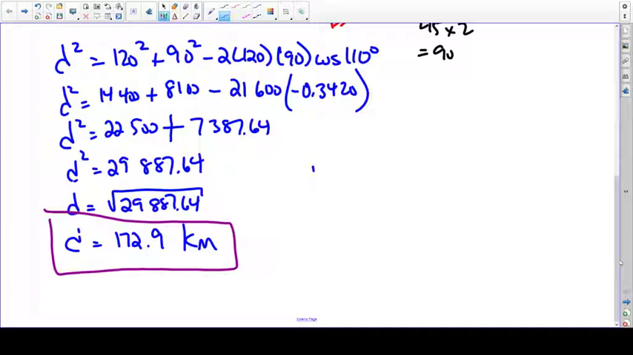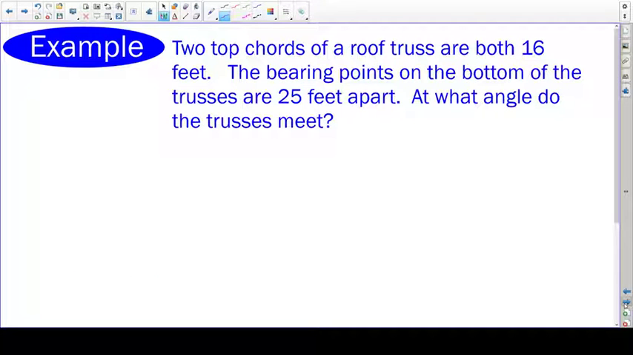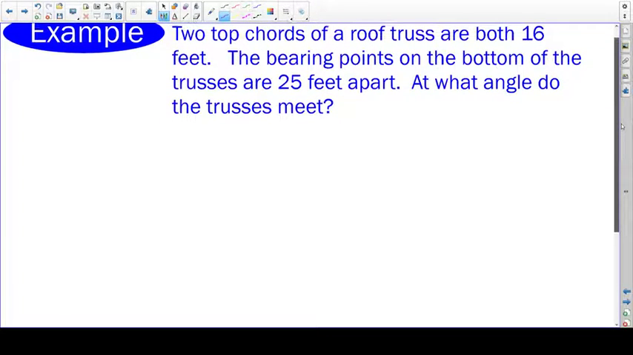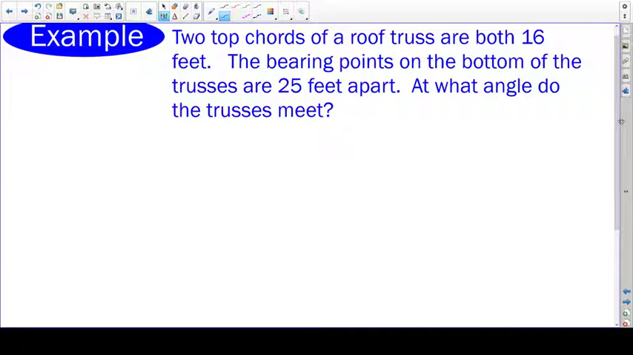All right, next example. Two top chords of a roof truss are both 16 feet. The bearing points on the bottom of the trusses are 25 feet apart. At what angle do the trusses meet? So what in the bejesus is this question asking us? Well, here it is right here.